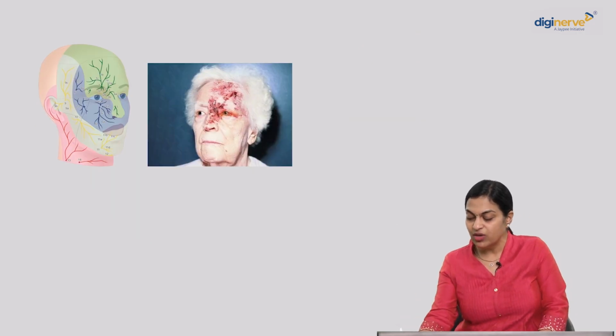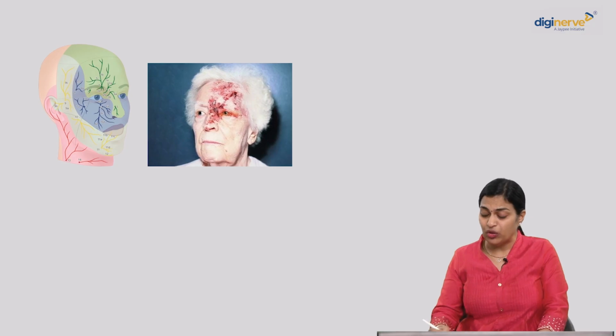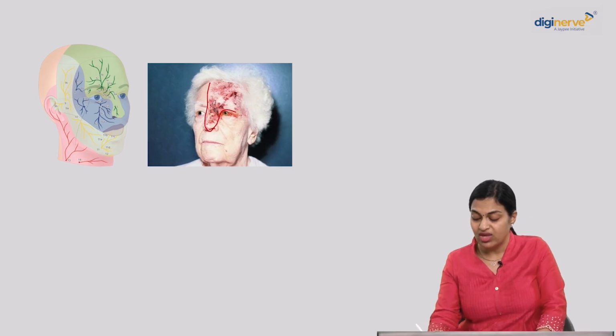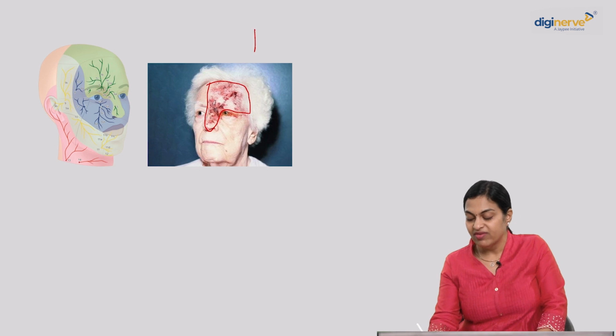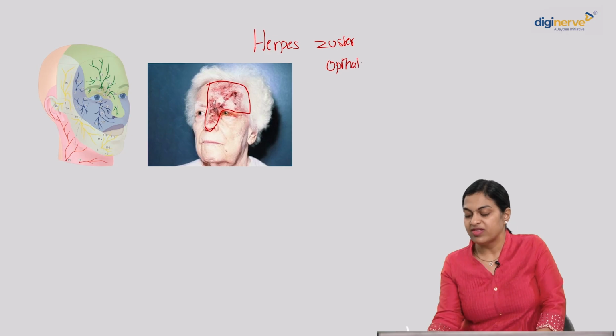In this condition, you can see vesicles confined to which territory of the trigeminal nerve? Ophthalmic division. Herpes zoster ophthalmicus.